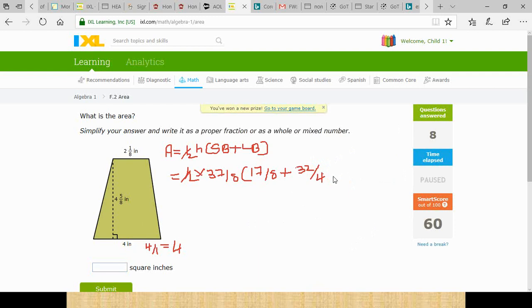Okay, so this is 8. 32 over 8 is the same thing as 4, right? Okay. So we have to simplify it. This is a half times 37 over 8. So that's going to be 37 over 16, right? 37 over 16.